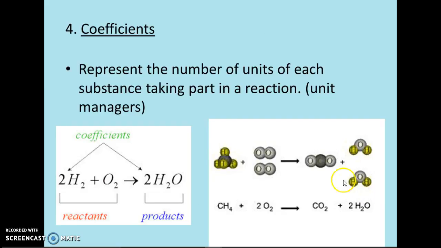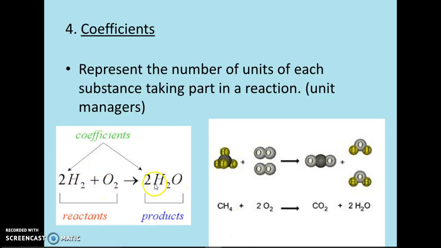All right, last slide. I told you it'd be quick. New term, coefficients, that represent the number of units in each substance. This is a good drawing to just jot into your notes. A coefficient are these numbers in front. We have our reactants on the left, products on the right. These little numbers again are subscripts.